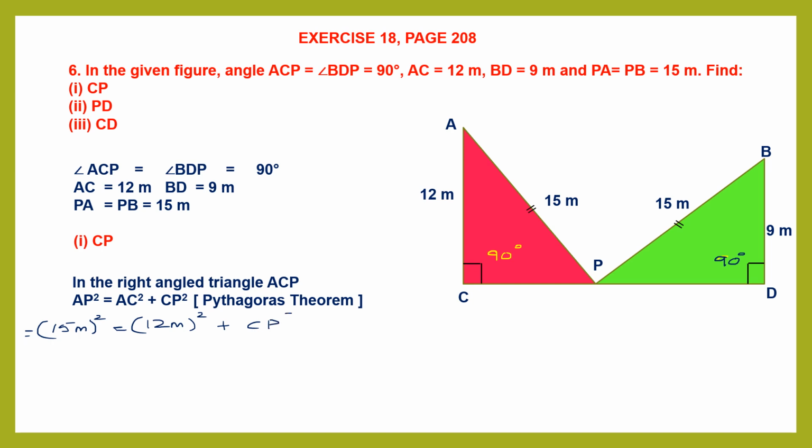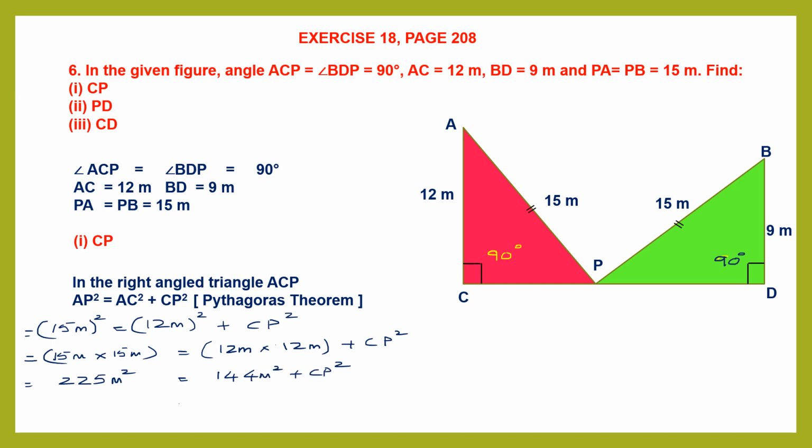We need to find out CP and we don't know the value, so we're going to leave it as it is. 15 meters square means 15 meters into 15 meters. So this is equal to 12 meters into 12 meters, so plus CP square. So this is equal to 15 into 15 is 225 meter square, and this is equal to 12 into 12 is 144 meter square plus CP square.